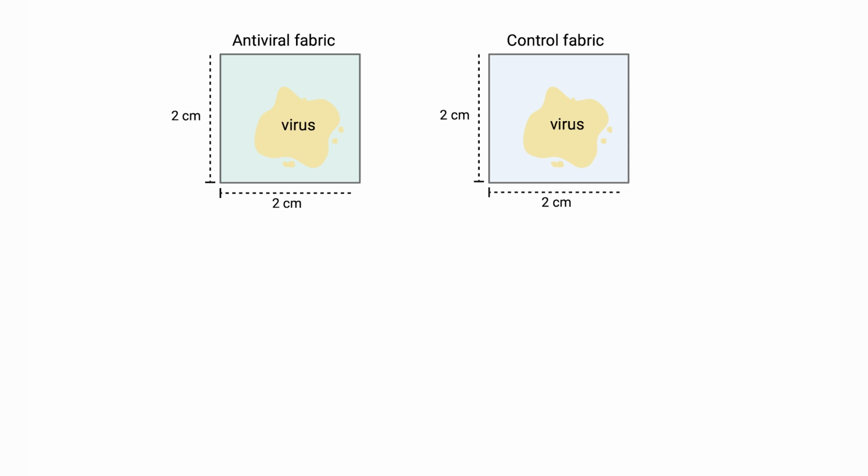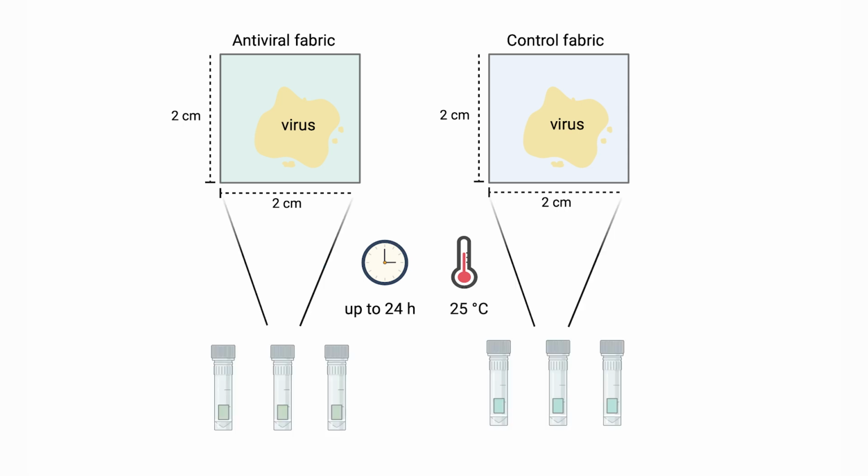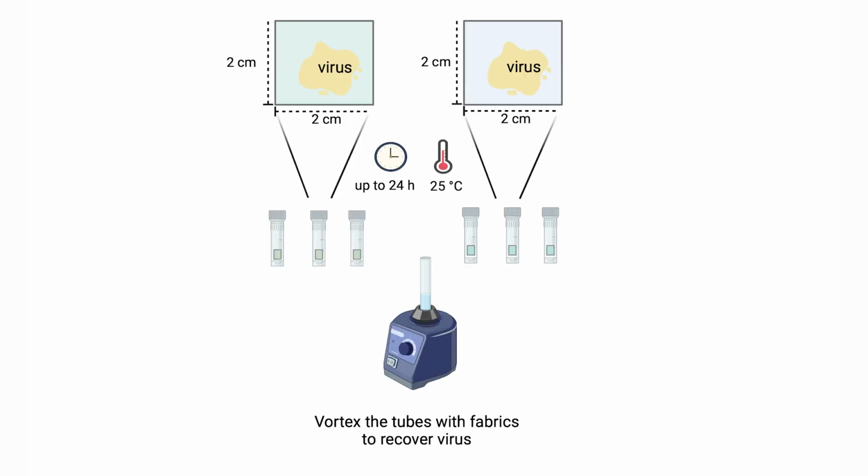A known amount of the virus is applied to the surface of the fabric. The samples are then incubated under controlled conditions, usually at 25 degrees Celsius, and a specific humidity level for a defined period of up to 24 hours. After incubation, the virus is recovered from the fabric using a rinsing solution. This step ensures that any remaining viral particles are collected for analysis.